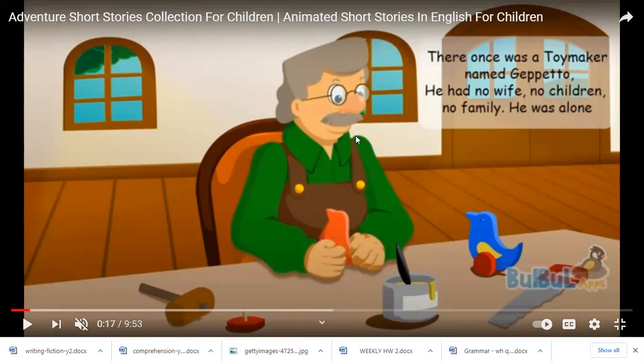So that's the beginning of the story. At the beginning, we have to introduce the characters and provide the reader with some details and some description about the characters in the story. So here you can find the name of the character, Geppetto. What do you know about him? We know that he had no wife, no children, no family, and he was all alone. We also know his job. He's a toy maker.